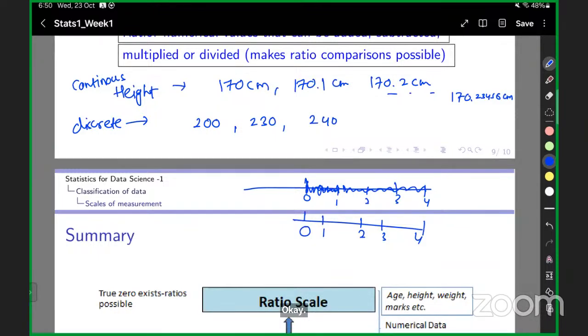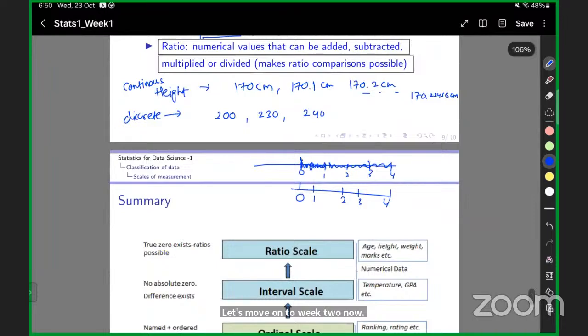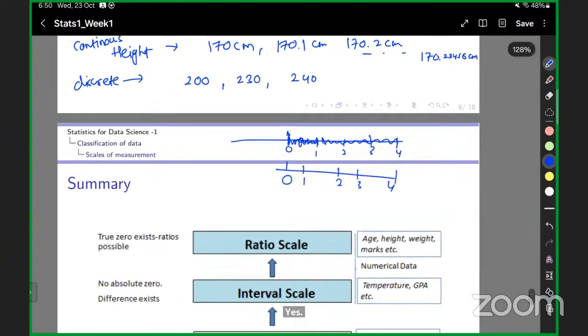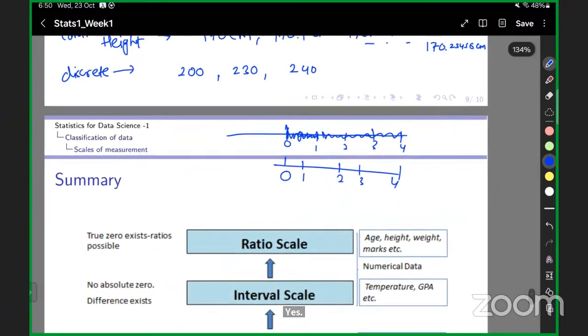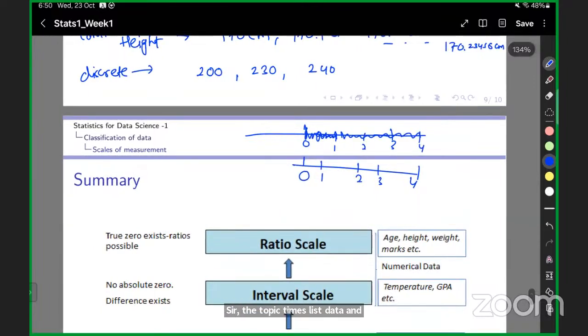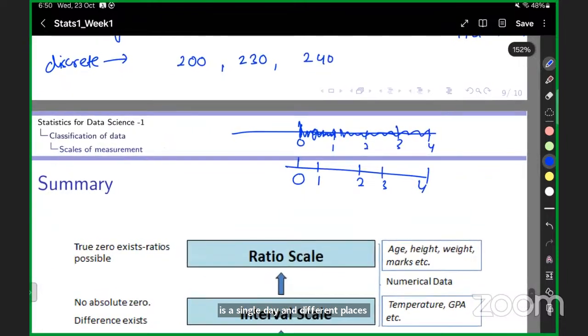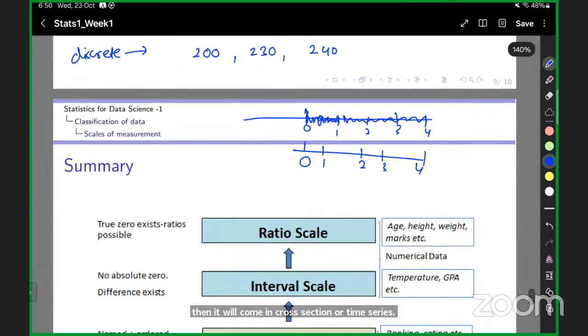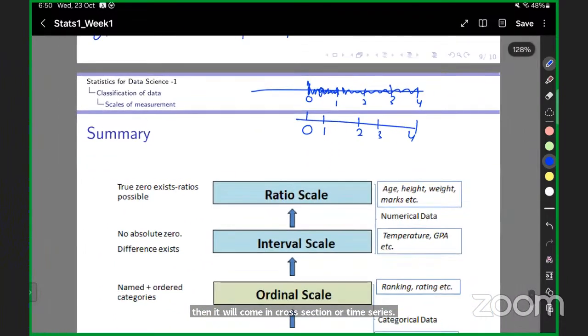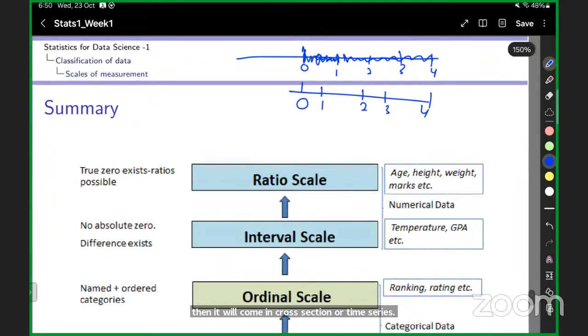Sir, I have a doubt. The topic time series data and cross-sectional data. If there is an example with a single day and different places, then will it come under cross section or time series? Cross section. We already covered that.